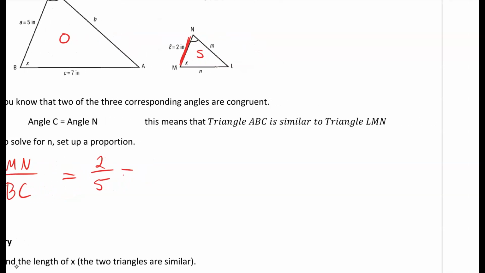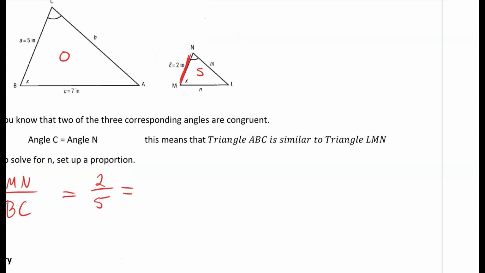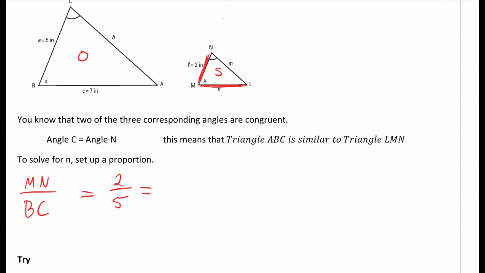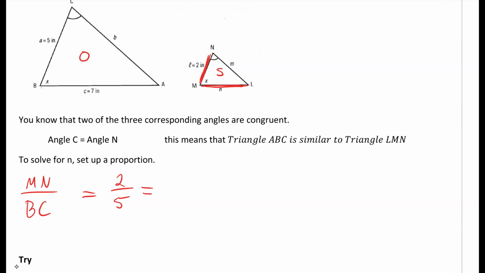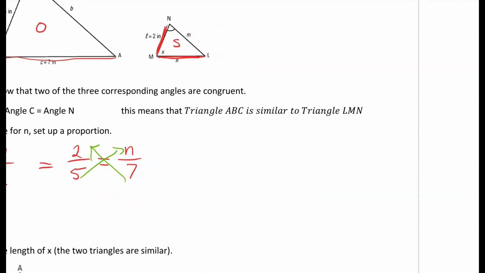This corresponds with, well, if we're looking for our bottom here, so we're trying to find out where n is. Let's clean that up a little bit. We're trying to find this line here where n is, and we know the side across the bottom here is 7. Well, we can do n over 7. This will allow us to do our cross multiplication and solve for our unknown value, which is n.